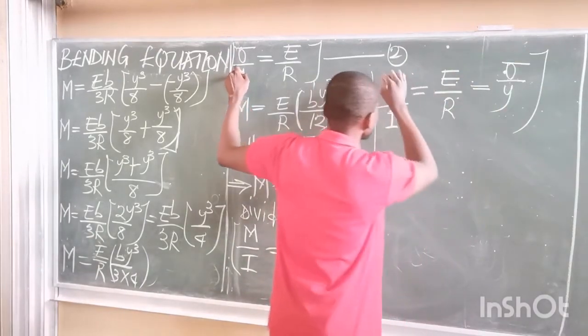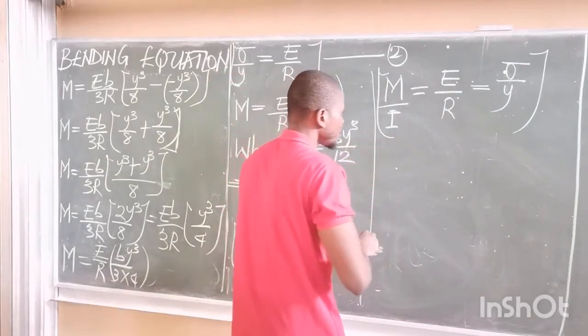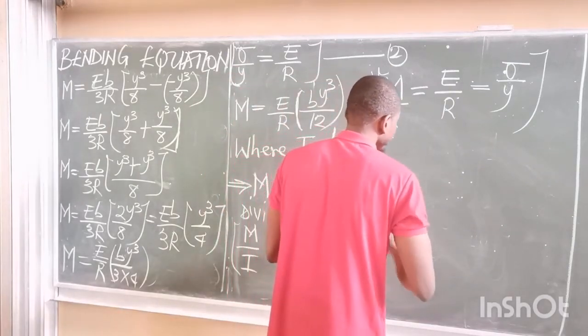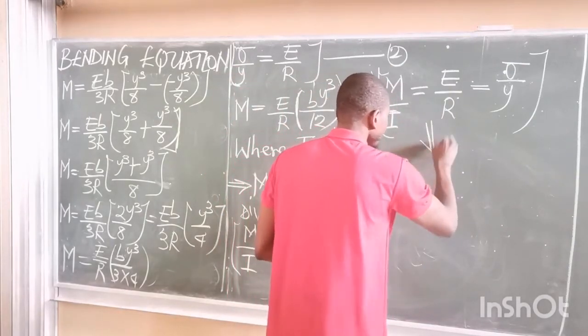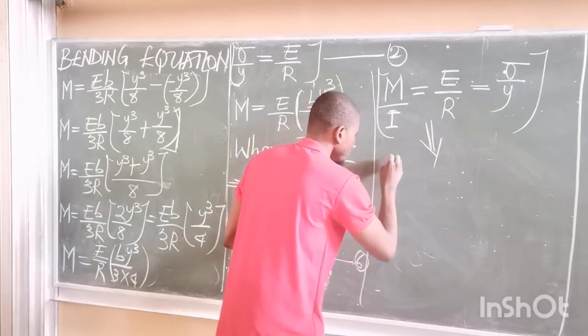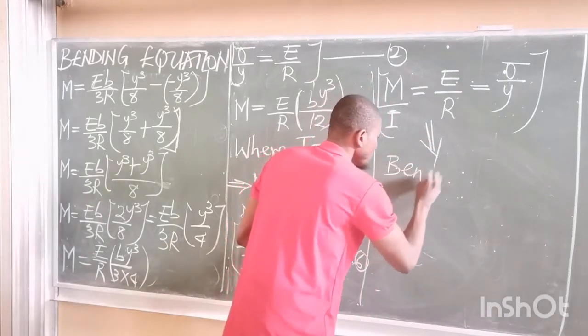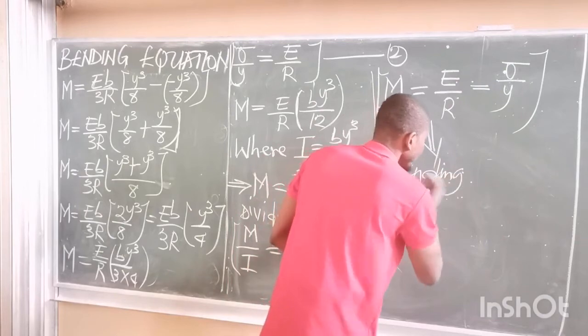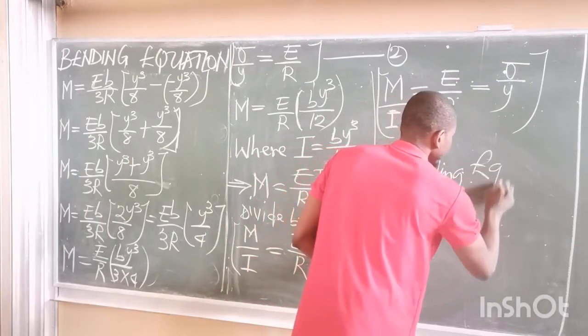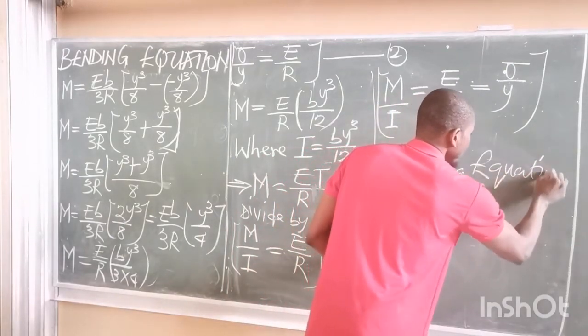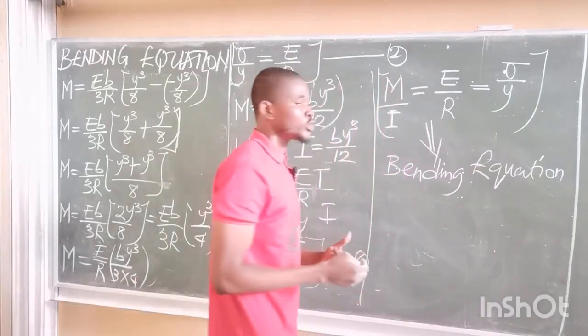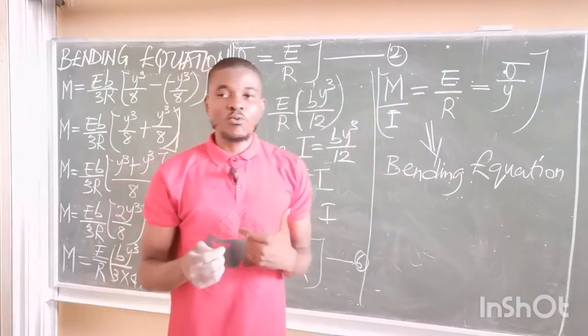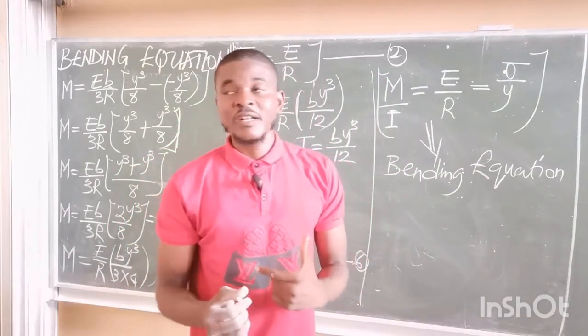This equation is what we call the bending equation. Okay, this equation is simply called the bending equation. That's the bending equation. So that is how you derive the bending equation from first principle.